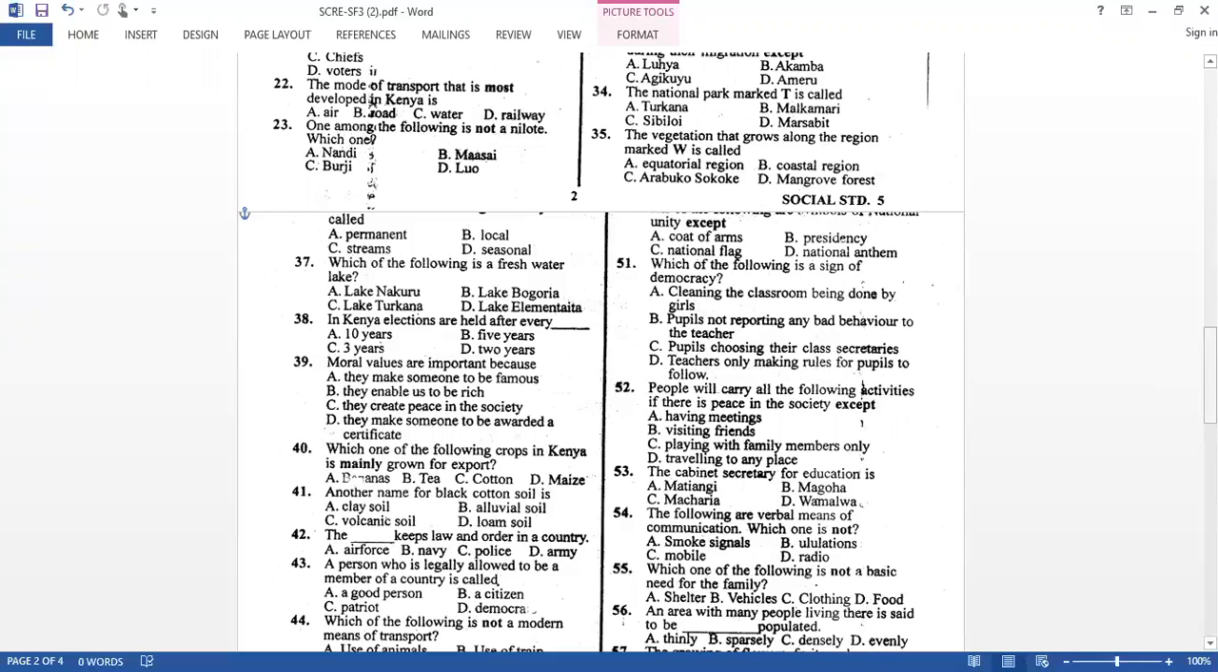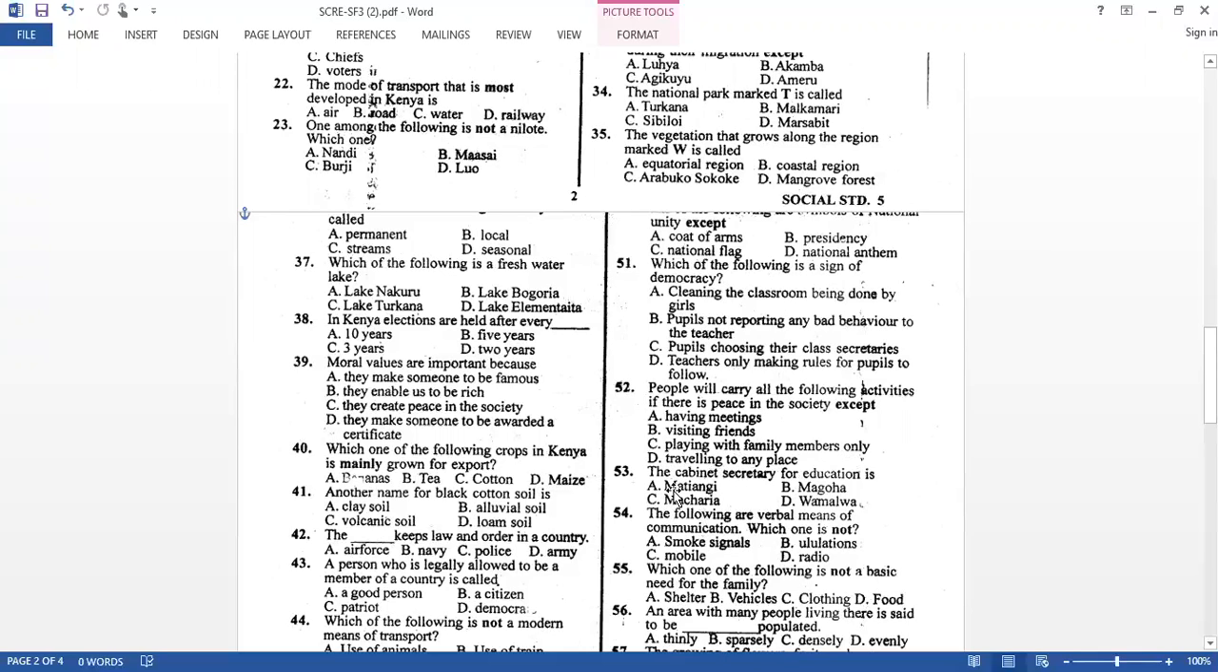People will carry out all the following activities if there is peace in society, except having meetings, visiting friends. So when you're having meetings freely, there is peace in that country. When you visit friends, there is peace. Playing with family members only, there is no peace because you cannot mingle, you cannot express your freedom of association, your association with other people, because maybe there's lack of peace. Traveling to any place, yes, you can travel to any place when there is peace in the country.